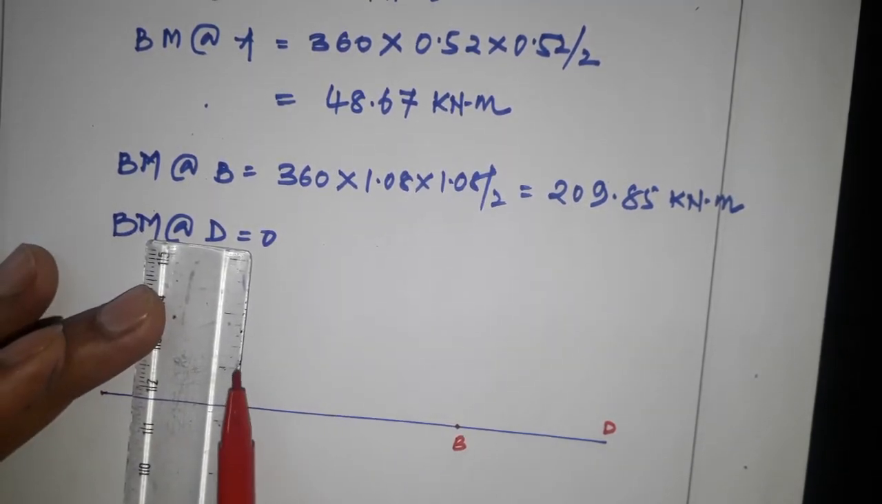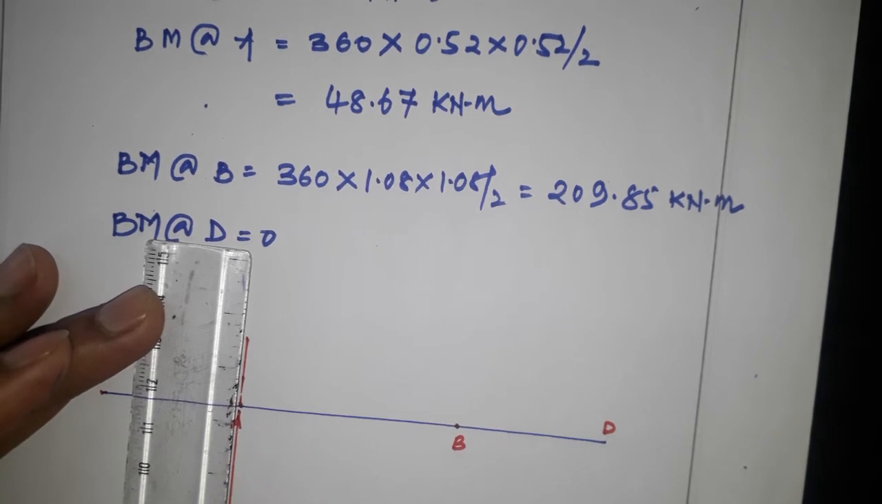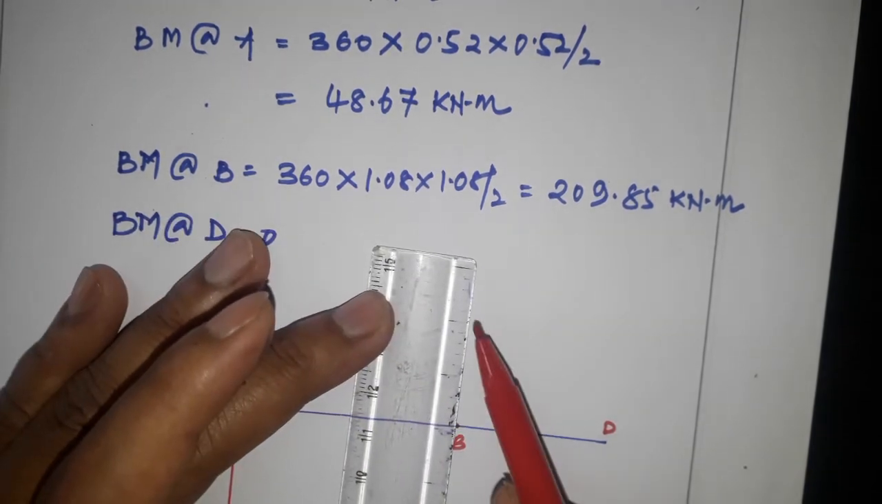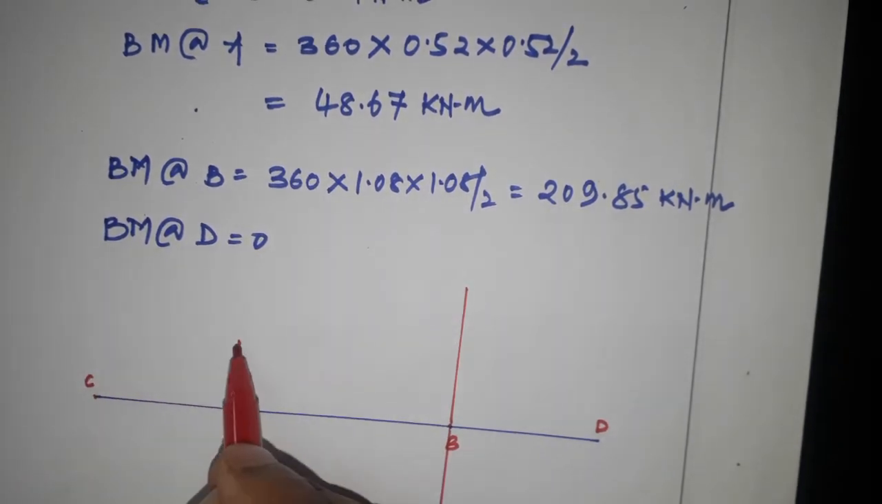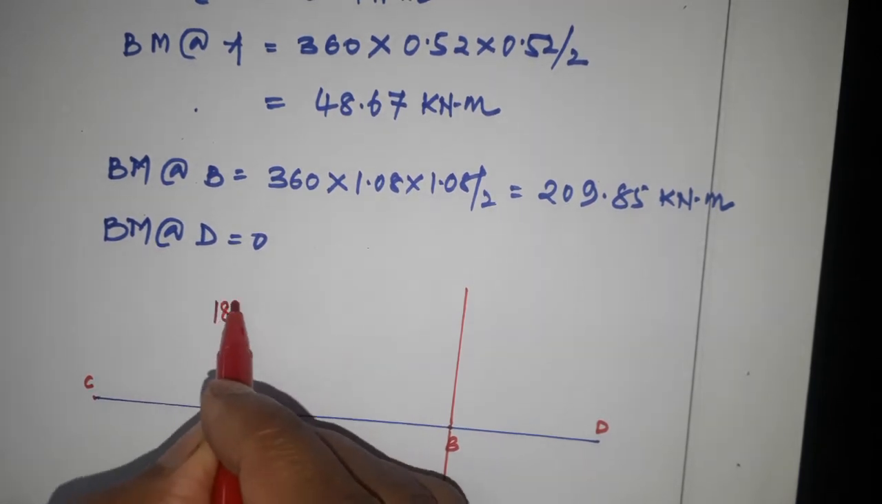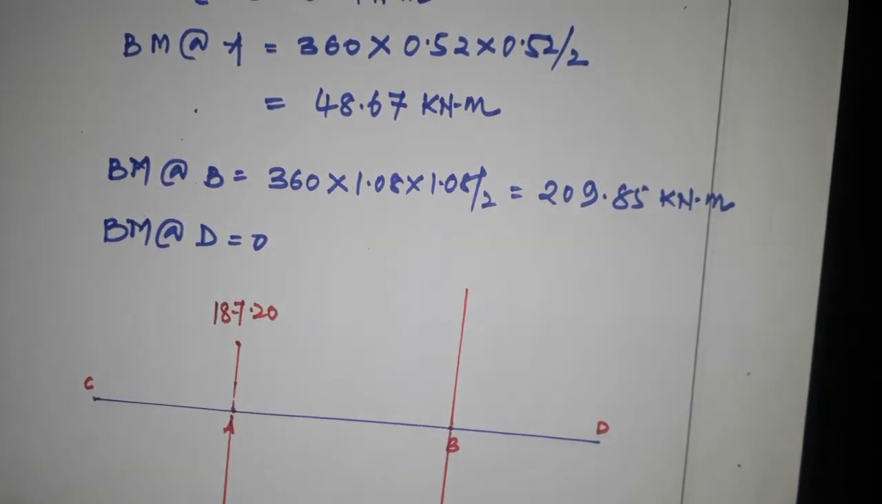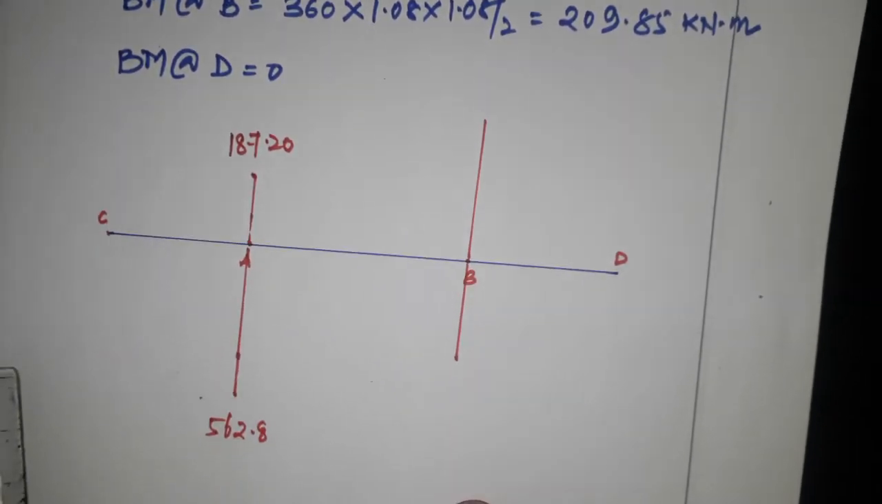So I'll just draw. So here we got it as 187, it is upward, minus 562, so we'll get it as downward. Then here also we'll get it as positive and negative. So 661 positive and 338 negative. Okay, so this we have to note it down. So we got this as 187.20. This has 562.8. Okay, understood?